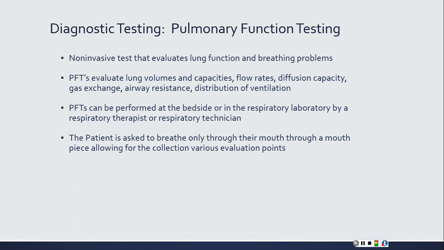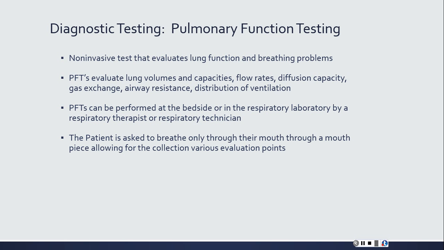All right, so now let's talk about some more diagnostic tests. The pulmonary function testing. It's a non-invasive test that evaluates lung function and breathing problems. PFTs evaluate lung volumes and capacities, flow rates, diffusion capacity, gas exchange, airway resistance, and then also distribution and ventilation. PFTs can be performed at the bedside or in the respiratory lab by a respiratory therapist or respiratory technician.